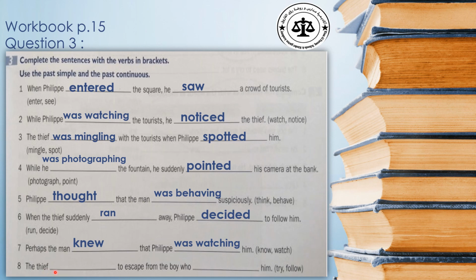The last one, the thief what? Escape from the boy who, him. We have try and follow, so the thief tried to escape from the boy who was following him. Why do we use the verb tried here, and here we use the past continuous? Because the thief tried to escape from the boy. What? This is the short action. Who was following him? This is what? The long action.